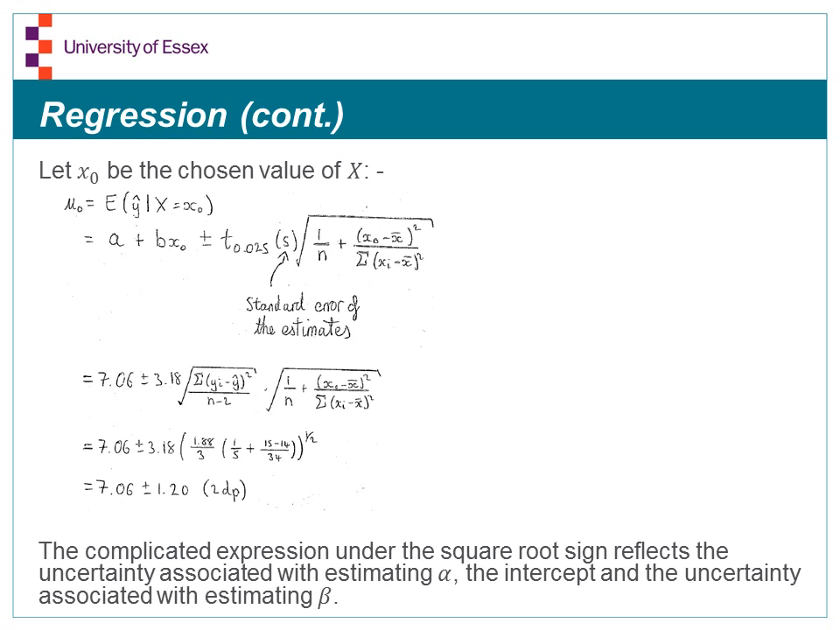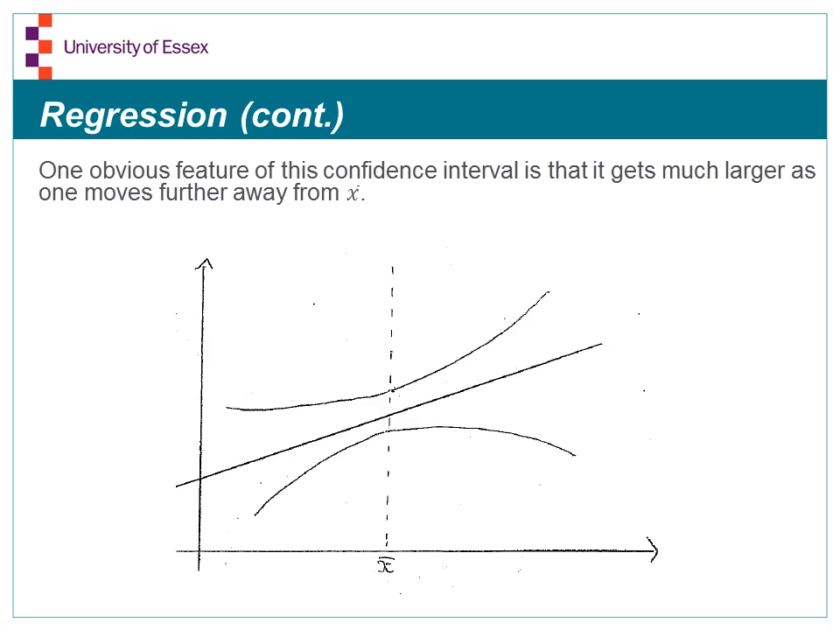And what this expression underneath the square root sign is telling us is it's trying to give some idea of the uncertainty associated with estimating alpha and the uncertainty associated with estimating beta. So it's trying to take account of the uncertainties and then build a window based upon a probability value around that. And we can visualize what this looks like, which is quite nice.